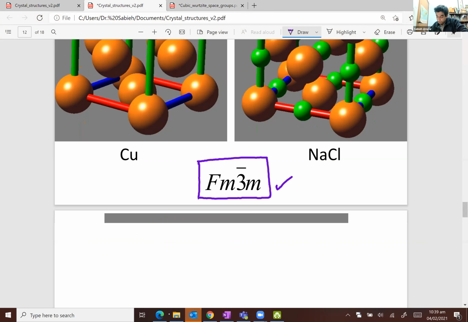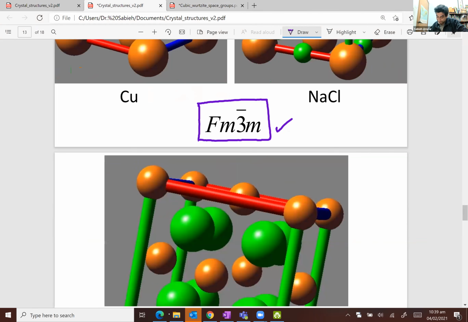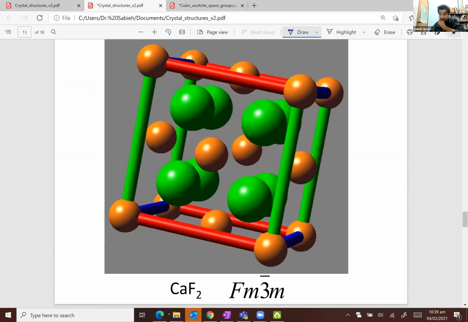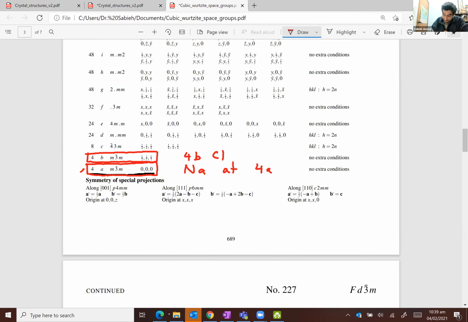Likewise, I can have more complicated structures. I can have this structure over here. Calcium fluoride. It also belongs to Fm3̄m. But now the positioning is different. Calcium here and fluorine is at the 8c sites. And remember that there are 4 calcium atoms, and to the 4 calcium atoms, we have 8 fluorine atoms. So the stoichiometric ratio of 1 to 2 in calcium fluoride is satisfied.